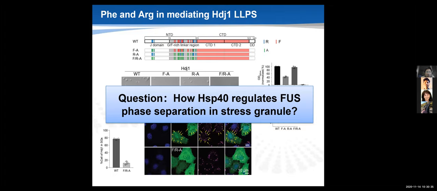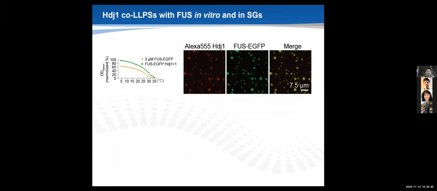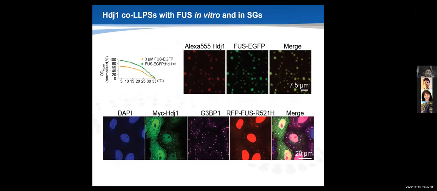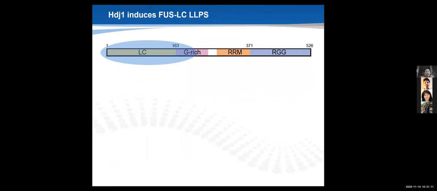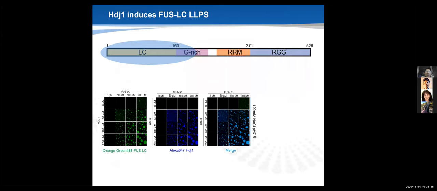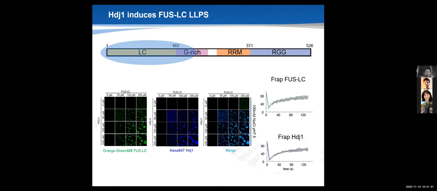So the next question we want to ask: how does HSP40 regulate phase transition of FUS in stress granules? When we co-incubate HSP40 and FUS, we found that, interestingly, they can co-phase separate into droplets. And also in cells, we could see that upon stress, HSP40 and FUS co-phase separate and co-localize in the stress granule. Next, we want to know which region or what residues are involved in this interaction between HSP40 and FUS. The first is the FUS low complexity domain. We saw that HSP40 and the FUS low complexity domain can co-phase separate and synergistically promote the phase transition of these two proteins, and they form highly dynamic droplets.